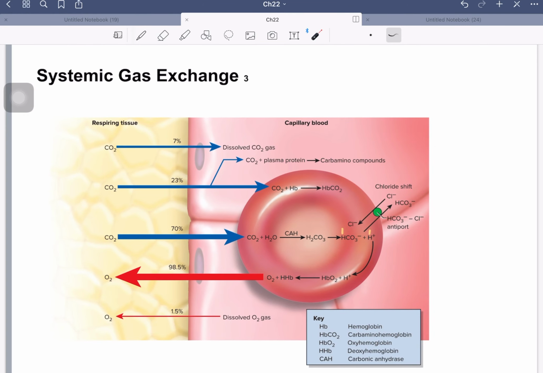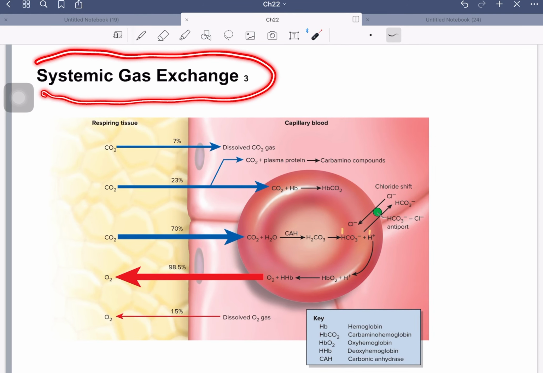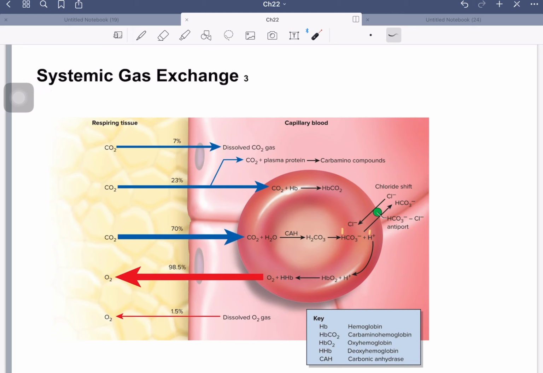So just to remind you, this is about systemic gas exchange. What happens at alveolar gas exchange? It's actually the opposite. When you go into your notes, into the book, and you look at the diagram for alveolar gas exchange, you'll see it's exactly the same. The only difference is all the arrows are reversed because all of these are reversible processes. So make sure you spend some time, walk your way through this. This is the essential components of systemic gas exchange.